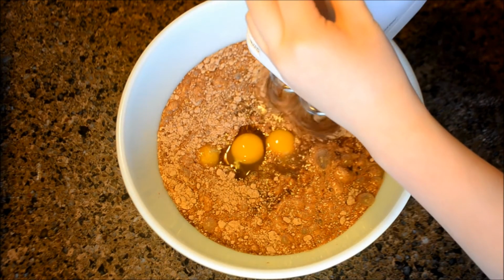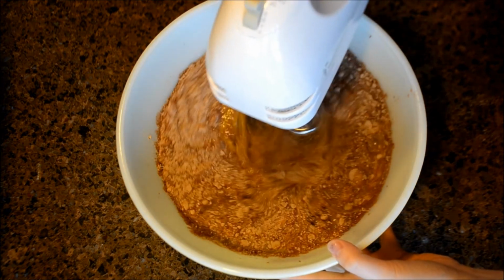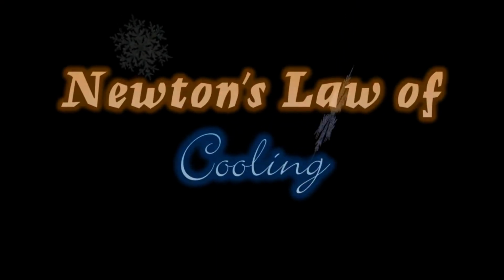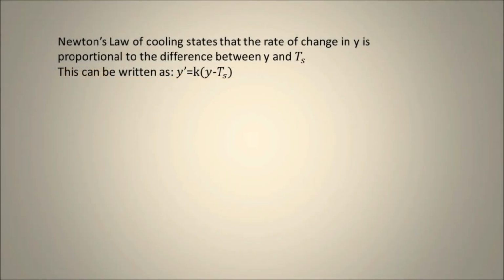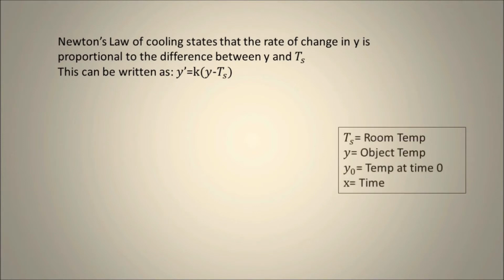Calculus can be used to predict the temperature of cooling baked goods at any given time. We can do this by using Newton's law of cooling. Newton's law of cooling states that the rate of change in y is proportional to the difference between y and t. This can be written as y prime equals k times y minus t, where t equals room temperature, y equals object temperature, and x will equal time.